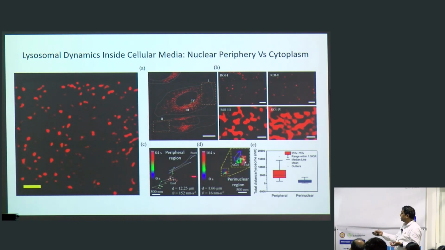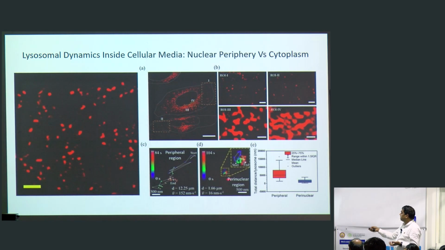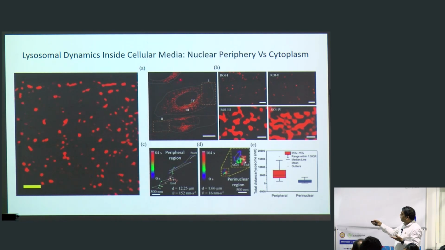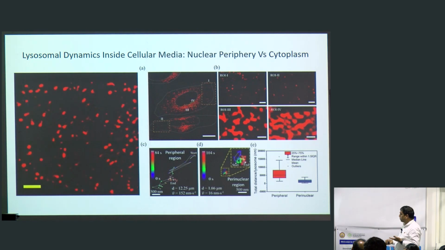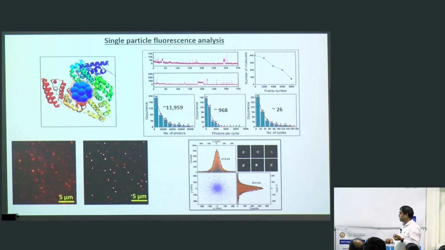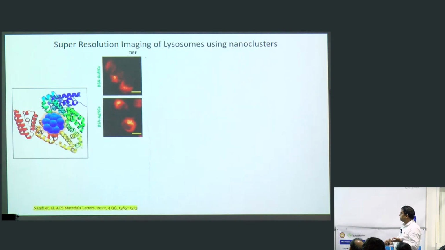You can see that one can track each individual lysosome here and then calculate the velocity within the periphery of the nucleus and also outside, in the cellular environment. We did a lot of analysis of the velocities by tracking each individual lysosome. Let me move a little bit faster. Now this is the super resolution microscopic image using the gold nanoclusters. You can see that was the confocal image; now if you go to super resolution, you get very beautiful images.